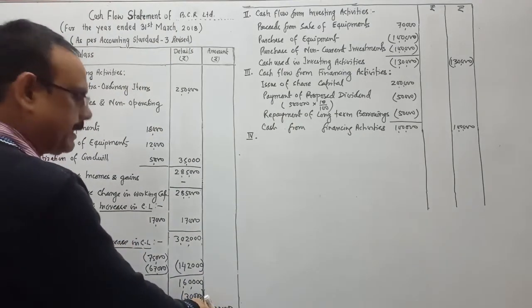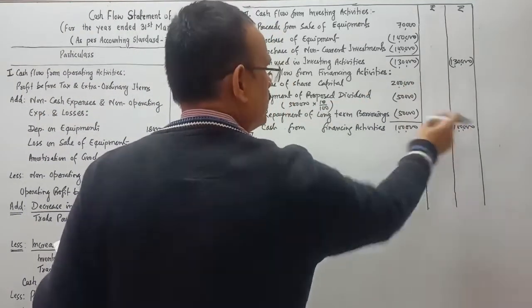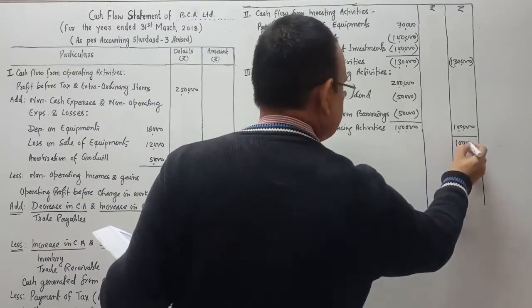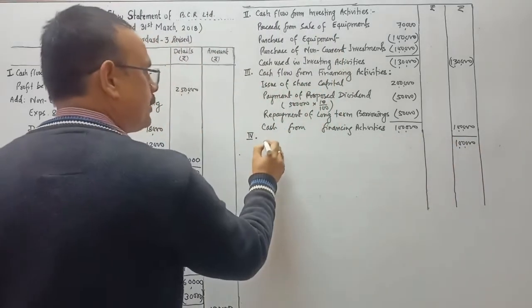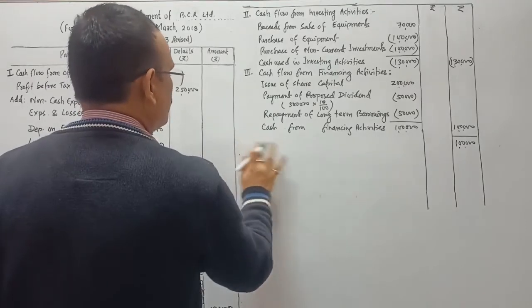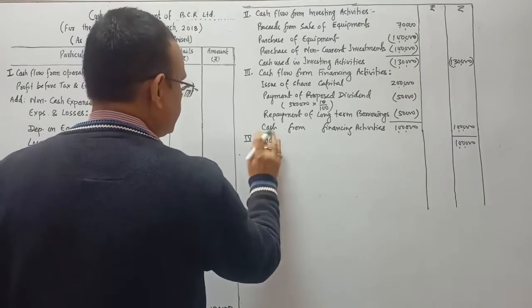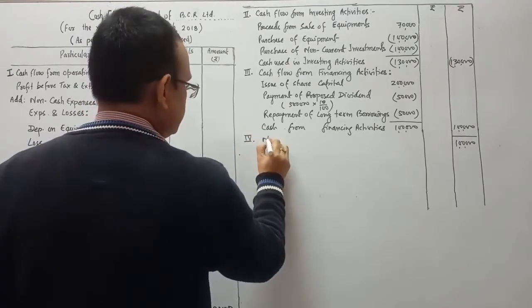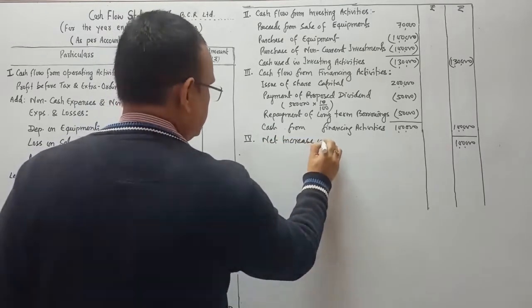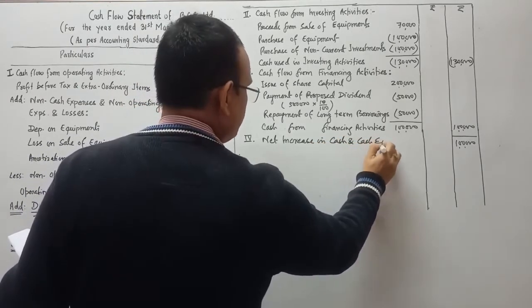So here it is 1,30,000 plus 1,30,000 minus, so it is 0 and 1 lakh, so it's an increase. So 1 lakh increase. So we will write it over here in fourth number. What we will write? We will write net increase in cash and cash equivalent.